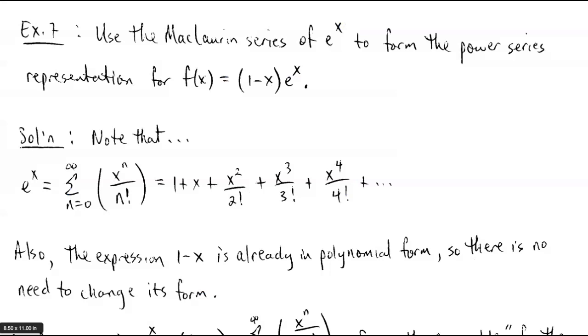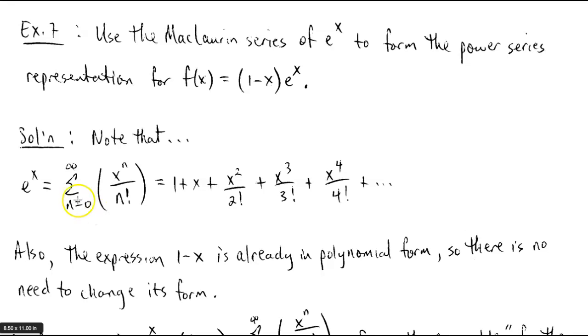Okay, so for the last two examples that we're going to look at, we're going to see how we can actually take the Maclaurin series of e to the x to form the power series for the function 1 minus x times e to the x. So essentially, we're going to see how can we multiply two functions together, one of which will have a power series representation, or in this case, Maclaurin series representation, to be able to get what we need.